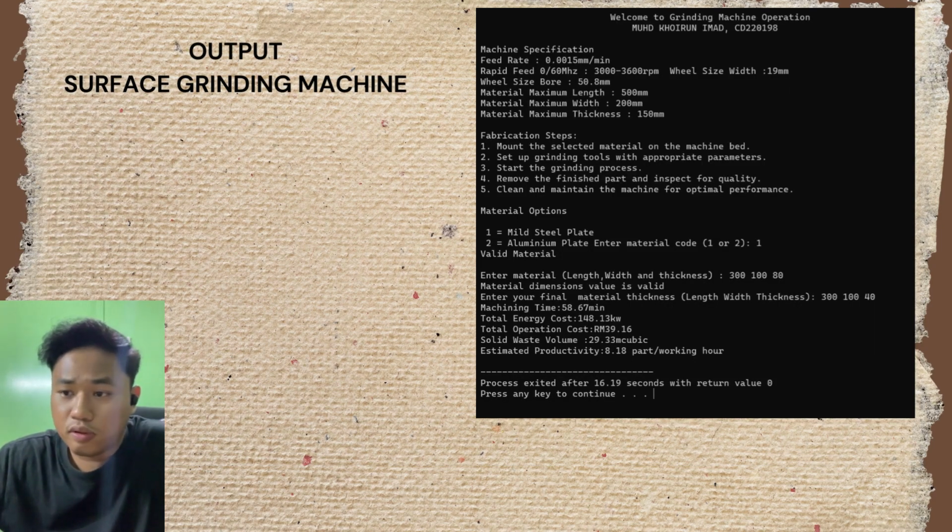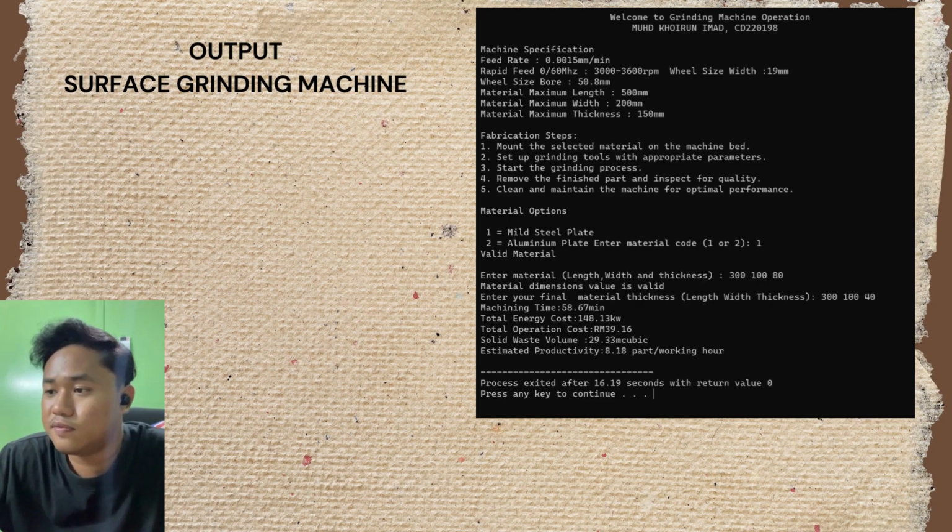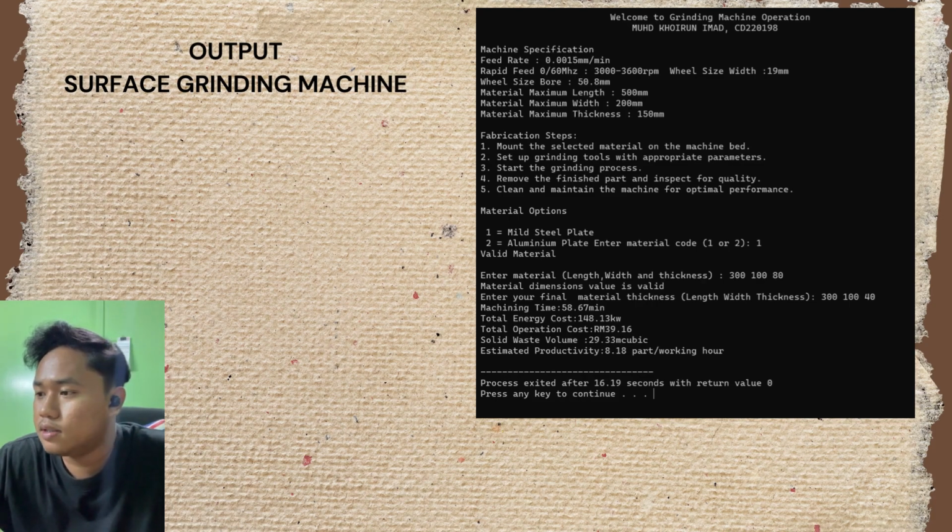This is the output for the surface grinding machine. First, it shows the machine specification, then the fabrication step, and then the material option: code 1 for mild steel plate, code 2 for aluminum plate. So I enter code 1, so it is a valid material, then continue to enter the material dimension: length, width and thickness. For length I put the value 300 mm, the width is 100 mm and the thickness is 80.